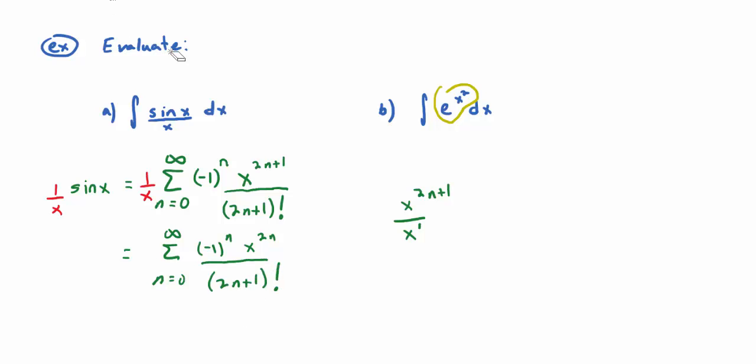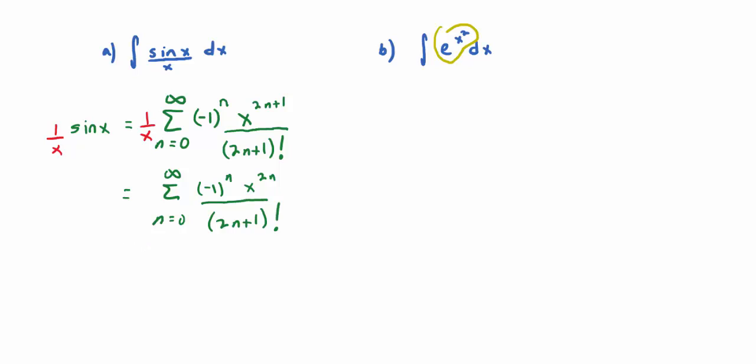Okay, so that was just scratch work over here. I didn't really need that. Does everybody see how I got that? All right, let's integrate. Integration's the easy part, isn't it? Okay, so just rewriting it, the sum n equals 0 to infinity with the integral symbol out in front, -1 to the n, x to the 2n over 2n plus 1 factorial dx, right?